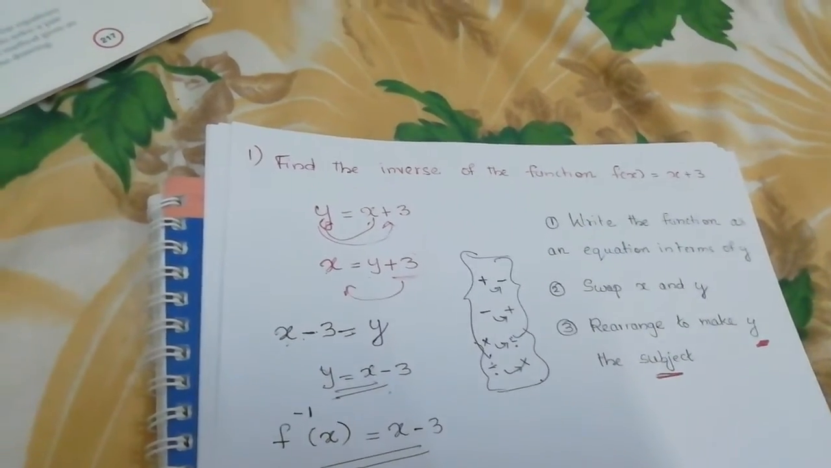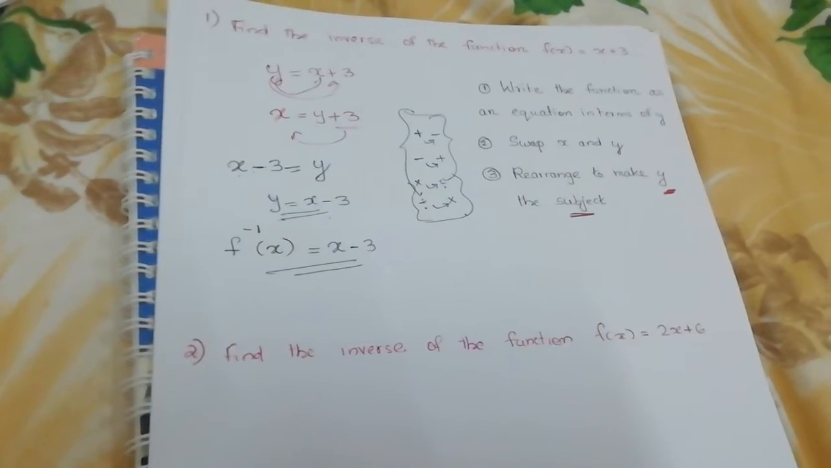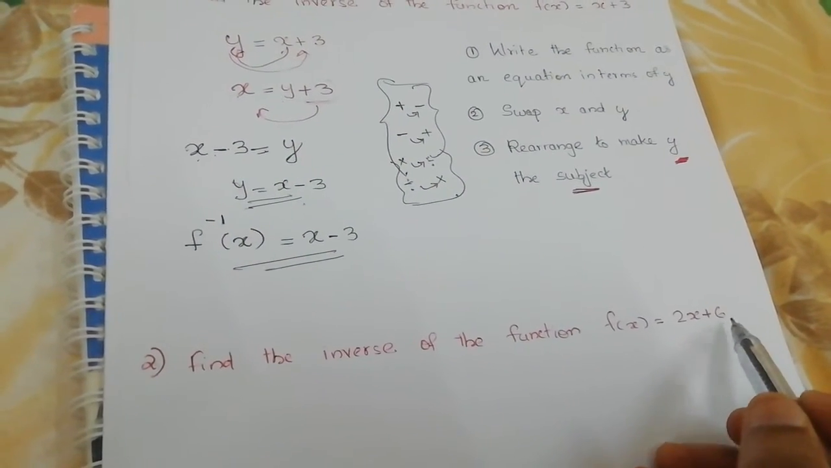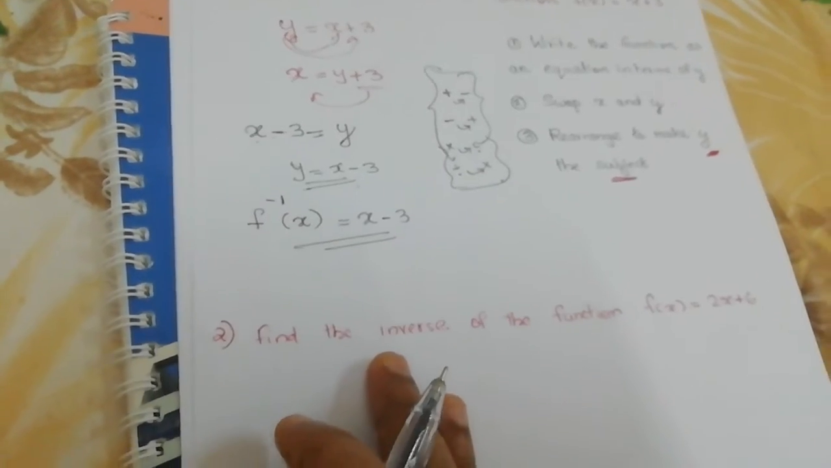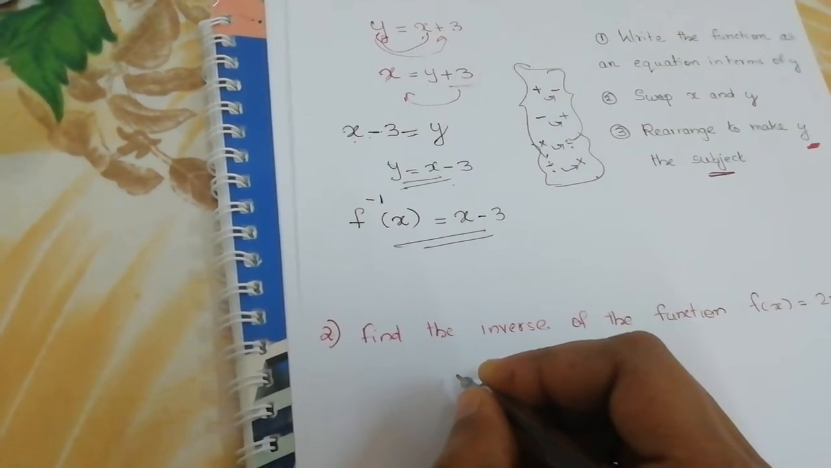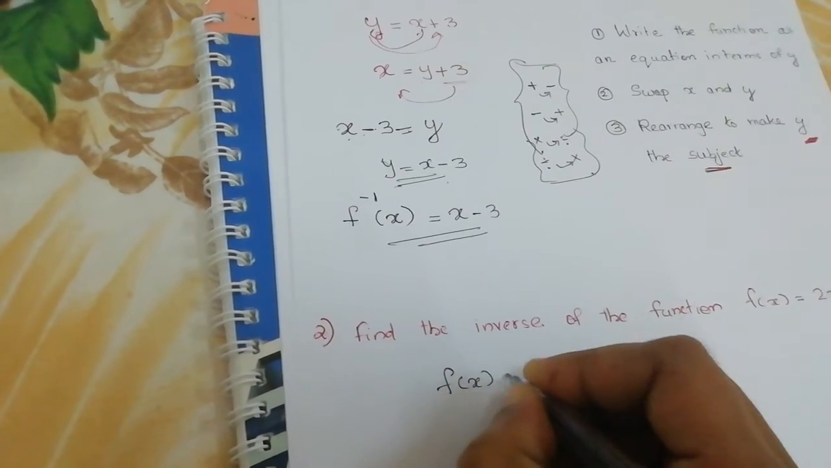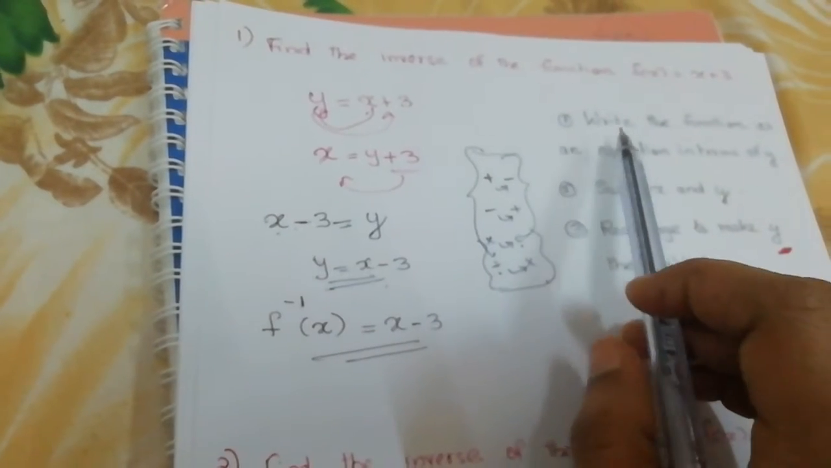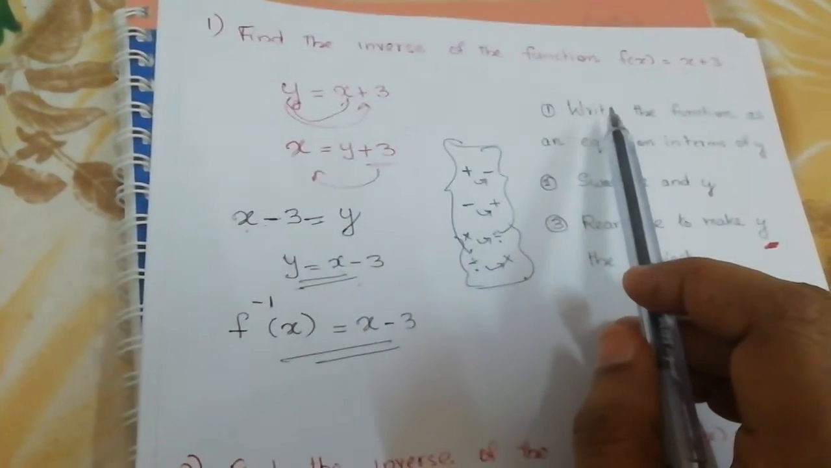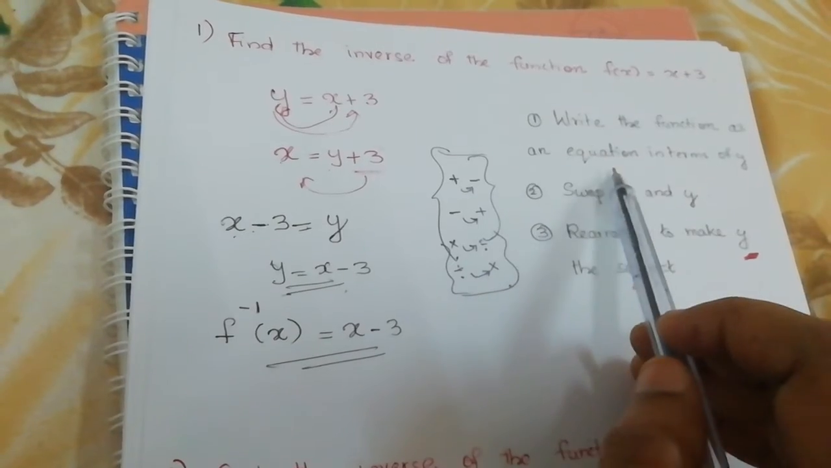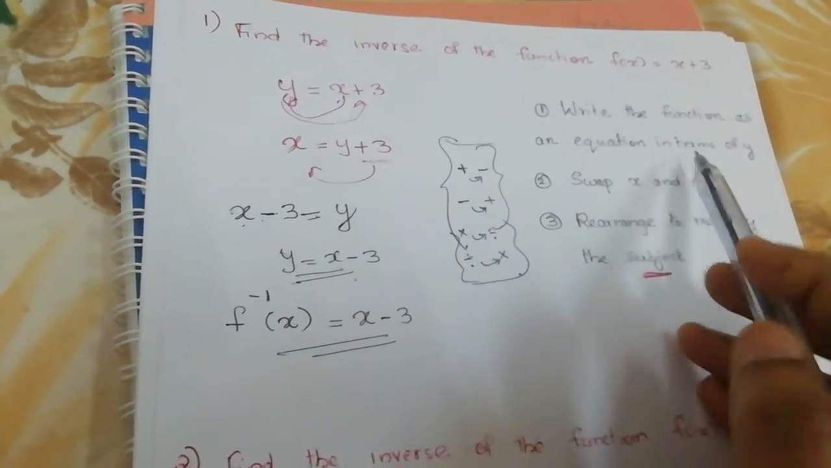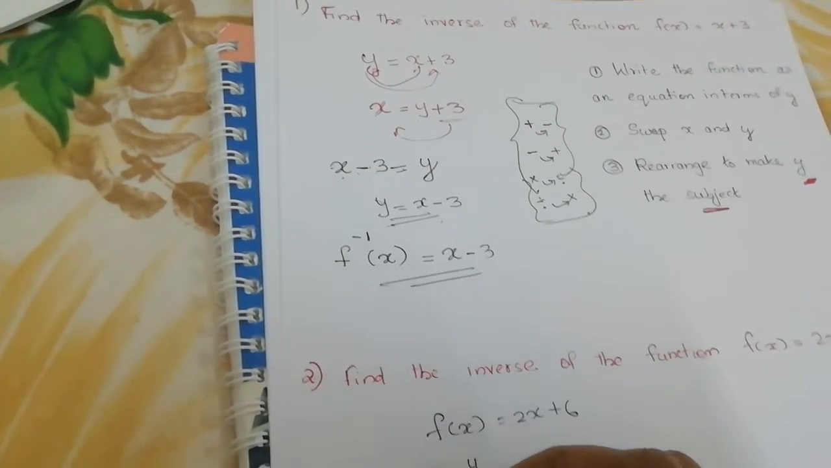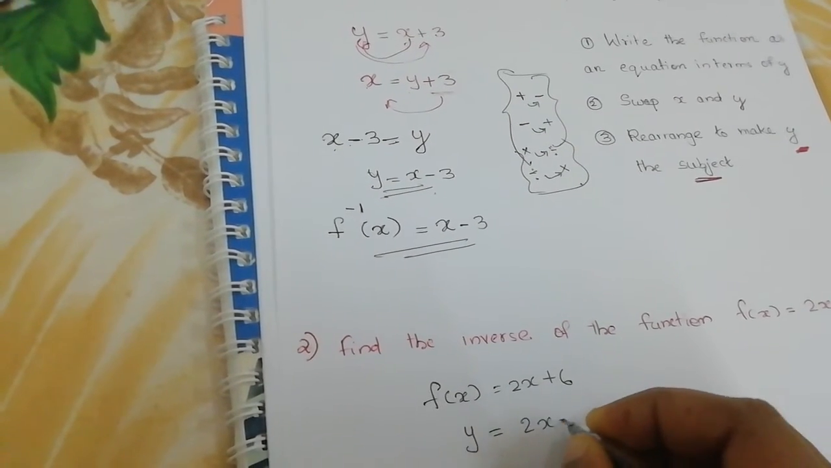Okay, let's check another question. Find the inverse of the function f of x equals 2x plus 6. So I'm just writing the question here. f of x equals 2x plus 6. What is the first step? We have to write the function as an equation in terms of y. So just write your equation form like y equals 2x plus 6.